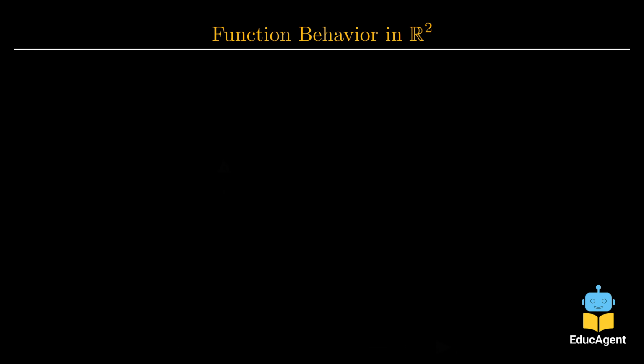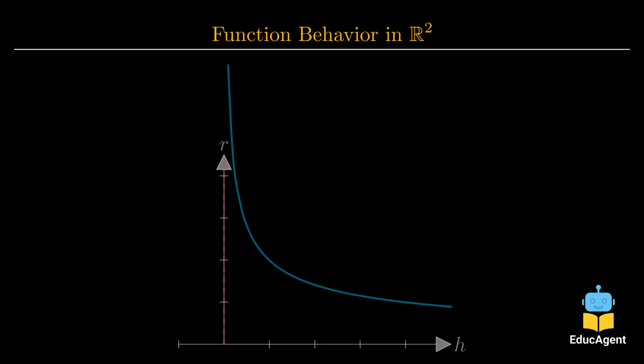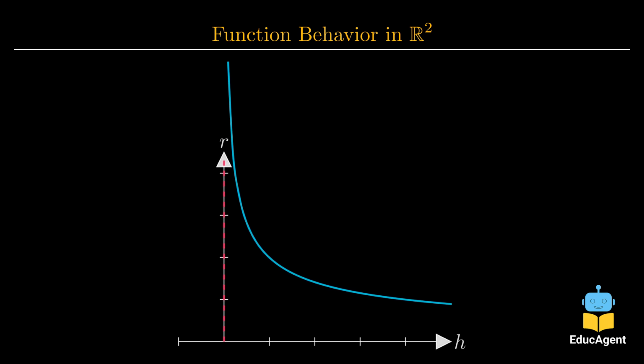On a graph, radius decreases as height increases. Also notice the function isn't defined at h equals 0, matching our domain restriction. Only positive heights make physical and algebraic sense here.